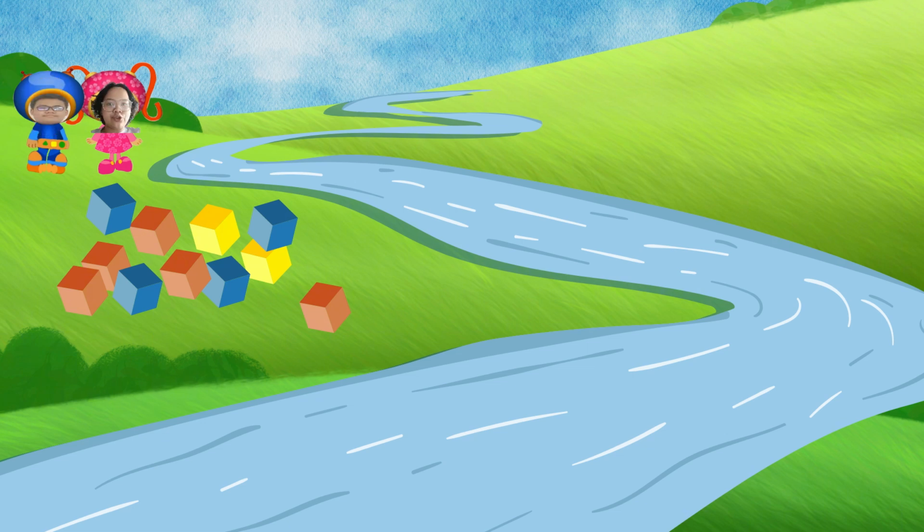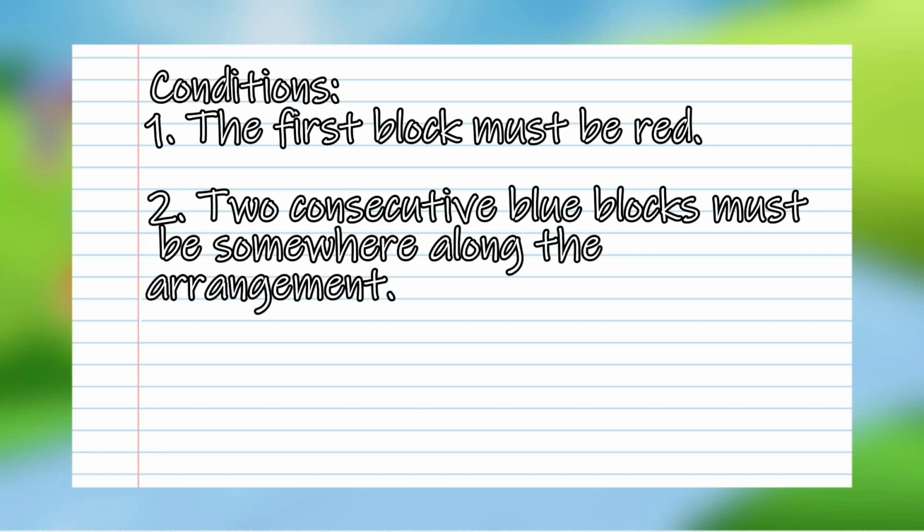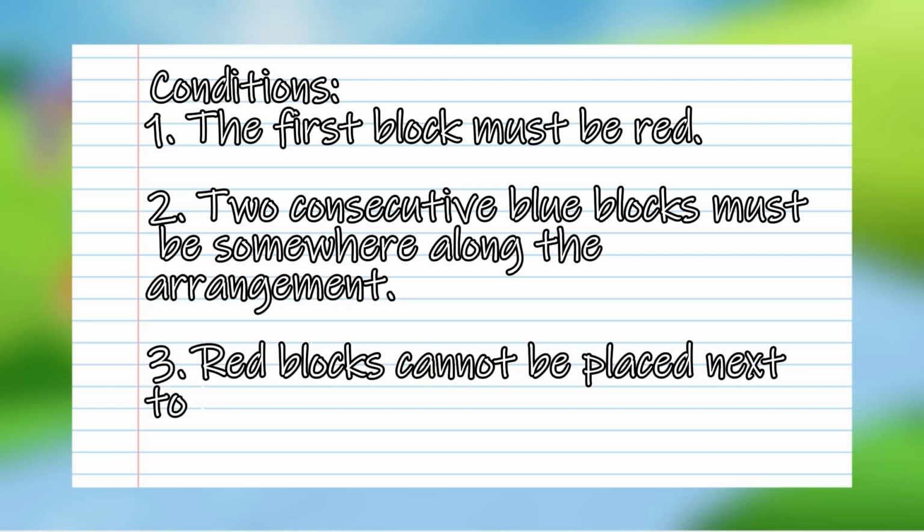Let's first look at the blocks we have. 5 red blocks, 2 yellow blocks, and 4 blue blocks. That sounds tricky. How do we start? Now, let us quickly review the conditions again. The first block must be red. 2 blue blocks must be consecutive somewhere along the arrangement. No more, no less. Red blocks cannot be placed next to each other.